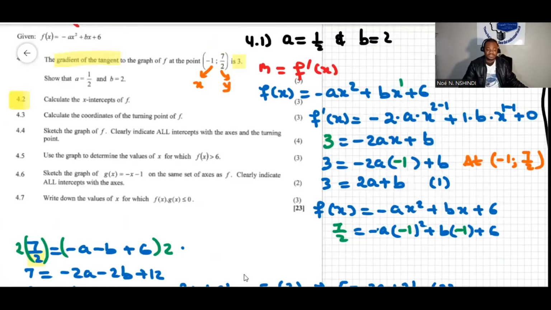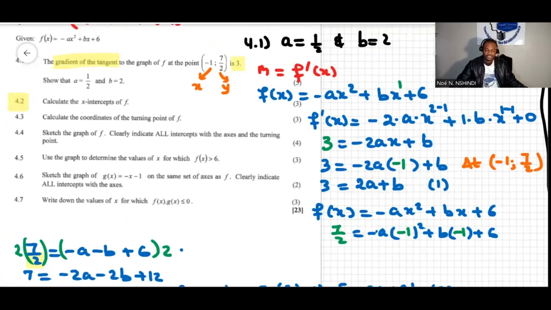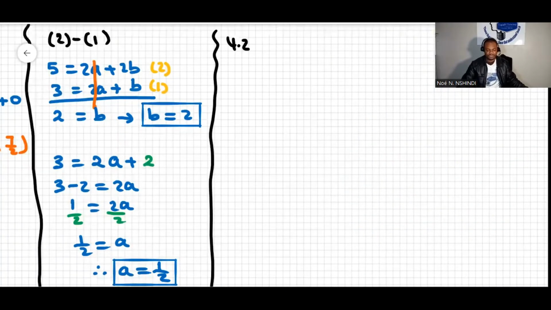4.2 says calculate the x-intercepts of f. Now that we know the values of a and b, we can substitute, because here we're looking for the x-intercept. Let's write it like this: x-int. Now, the x-intercept is calculated when y equals 0. It's when we make y equal to 0.